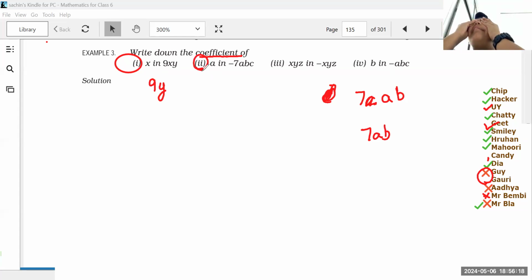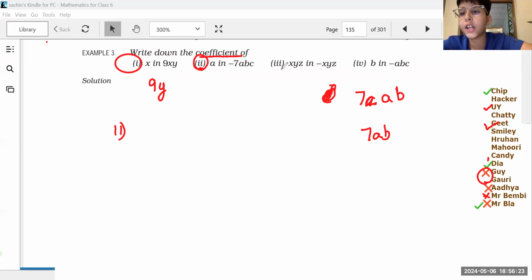Sir, if the term is xy and we have to find the coefficient from xy, then the coefficient will be 1. 1. Okay, thank you, sir.